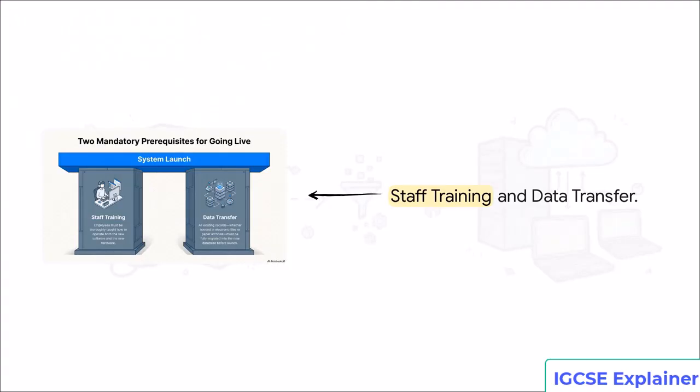First up, staff training. Your employees literally have to be taught how to operate both the new software and the new hardware. Because if they don't know how to use it, well, the system basically doesn't work. The second pillar is data transfer. All your old files, whether they're sitting in some dusty paper archive or living in an ancient electronic database, must be successfully moved over into the new system.